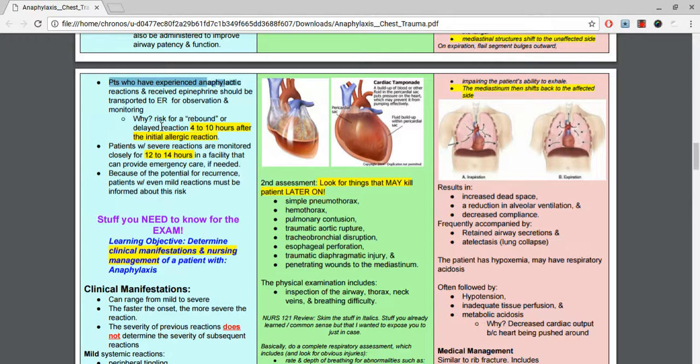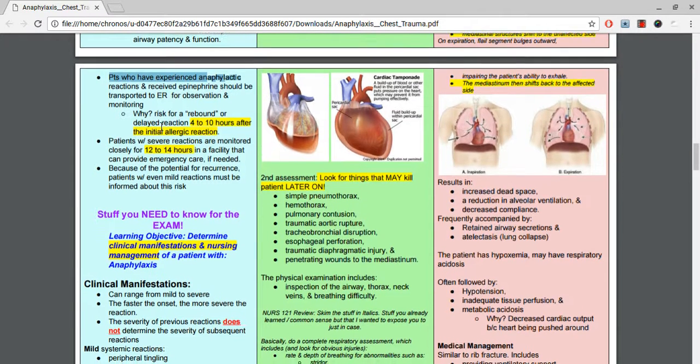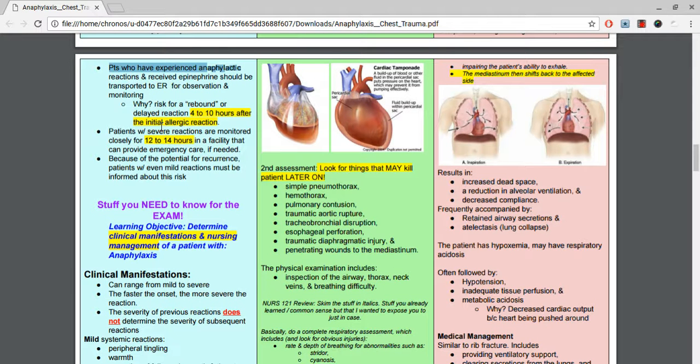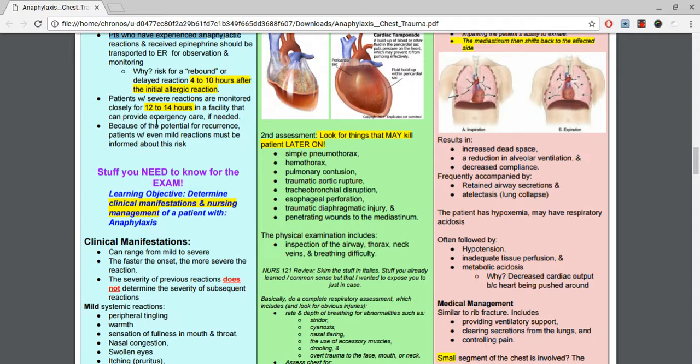Patients that have experienced anaphylactic reactions and received epinephrine should be transported to the ER for observation and monitoring. You may ask why. Well, there's a risk here for a rebound or a delayed reaction 4 to 10 hours after the initial allergic reaction. So the patient could very well have applied the EpiPen and felt much better. However, they still need to go to the emergency room so that they can be monitored in case they have that rebound reaction. Patients with severe reactions are monitored closely for 12 to 14 hours in a facility that can provide emergency care if needed because of the reasons I mentioned earlier.